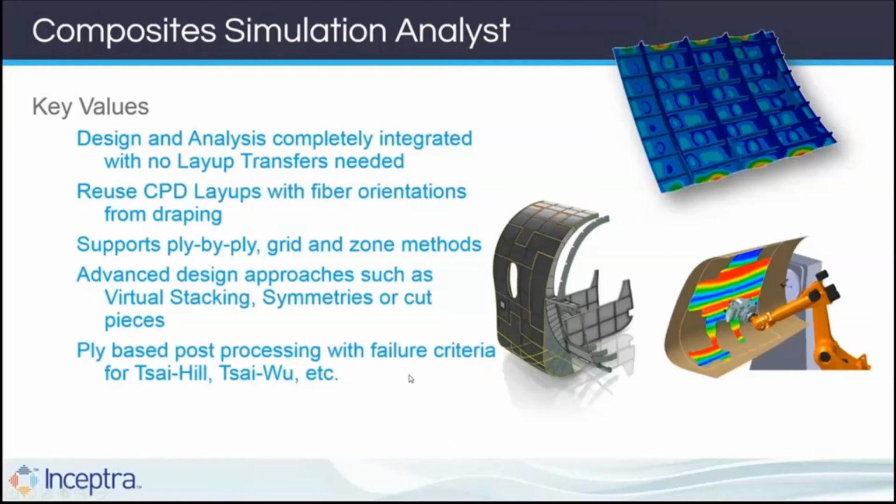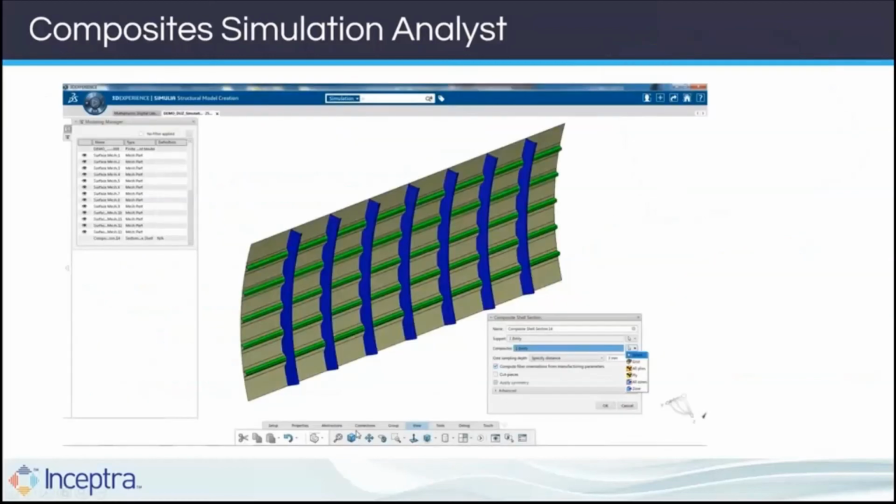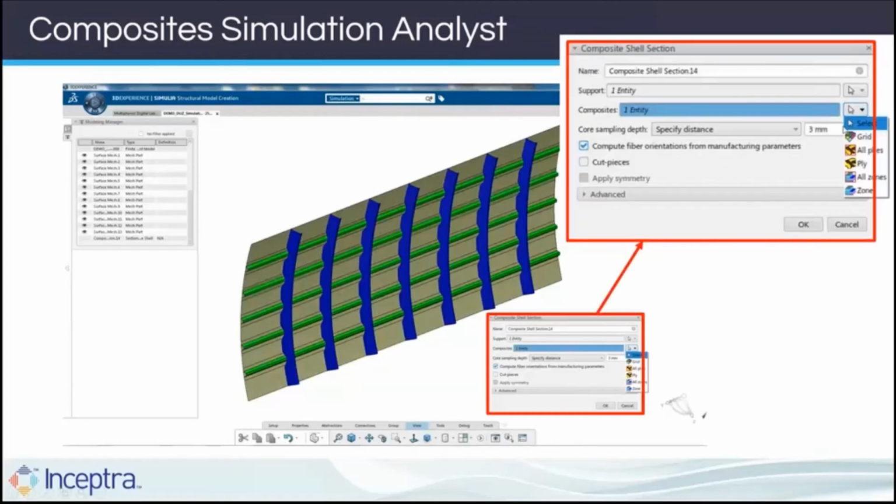We can run our typical Tsai-Hill, Tsai-Wu type failure criteria with shell theory. And we can even take composite properties and map them to external meshes I've gotten from other sources. So an analyst doing composite simulation is going to have the CPD model typically created. And then they're going to use this shell section panel to map in their composite properties either through that grid, the plies, ply groups, or zone method, and map those into their model with fiber orientations or cut pieces or symmetries if they're included.